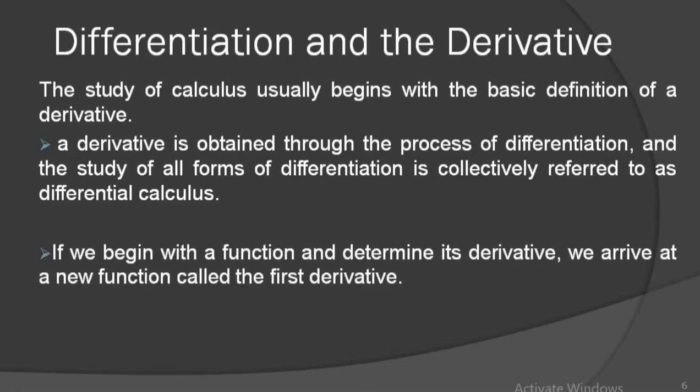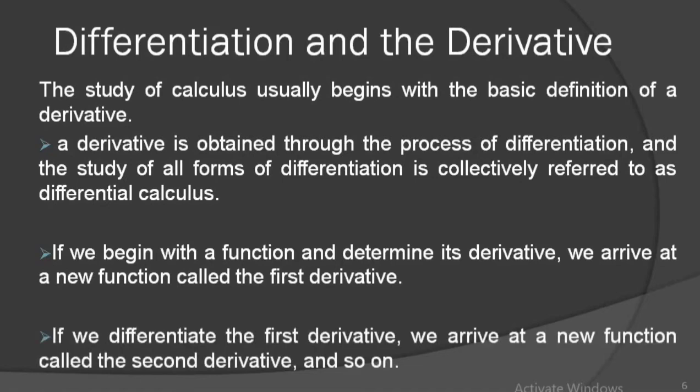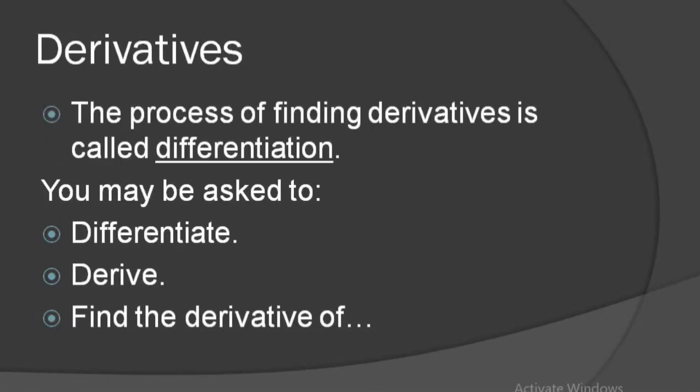Now we have to study the definition of first derivative. If we begin with a function and determine its derivative, we arrive at a new function called the first derivative. If we differentiate the first derivative, we arrive at a new function called the second derivative. In this way, we can find the nth derivative of any term. Now, the process of finding a derivative is called differentiation. You may say differentiate, or find the derivative of any function.